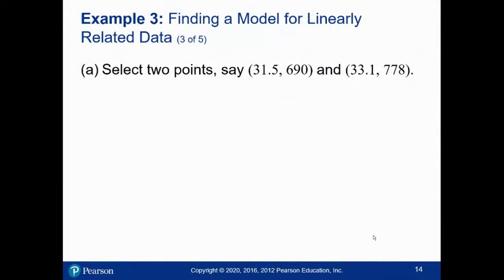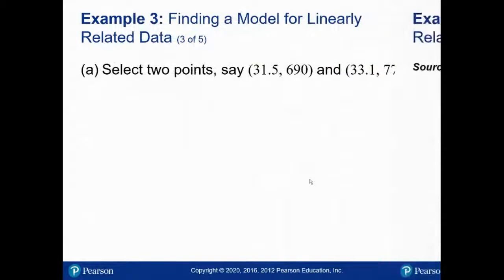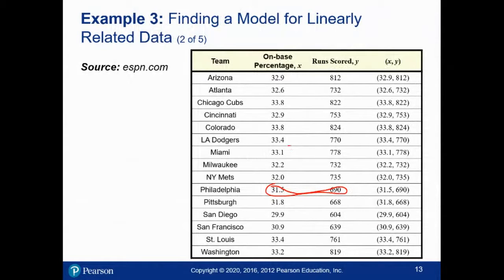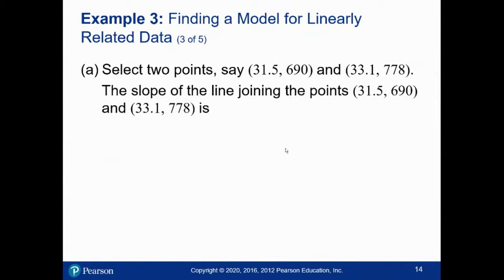Okay, select 2 points, and we're just going to use 31.5, 690, and the other one was 33.1, 778. Of all the 2 points we could have picked, I guess we just picked these two. The way the problem was phrased, of course, it just said pick any 2 points, but we're just going to go with these two.